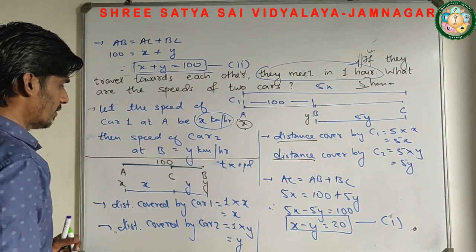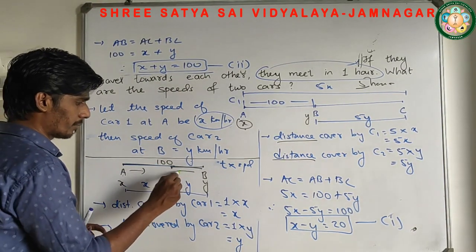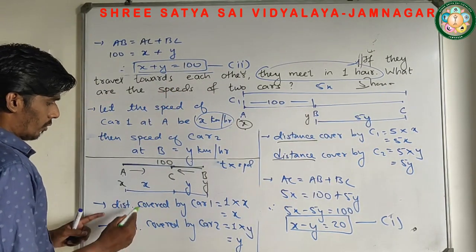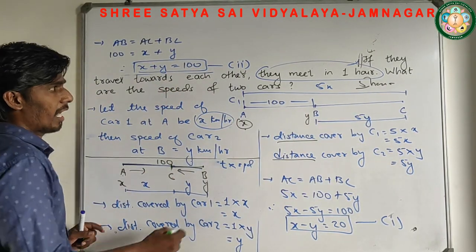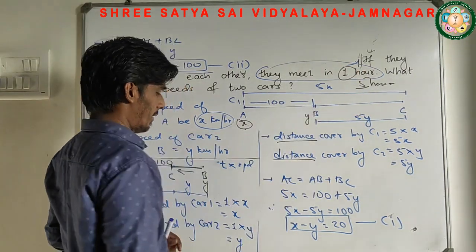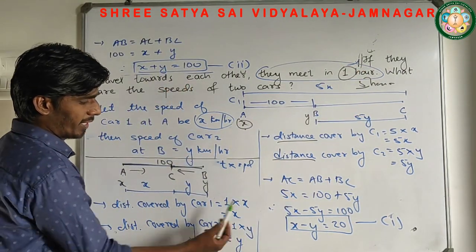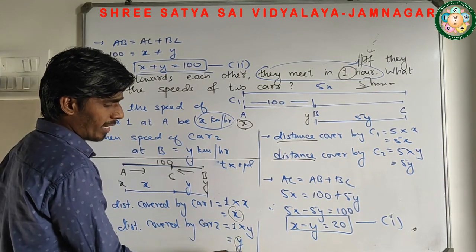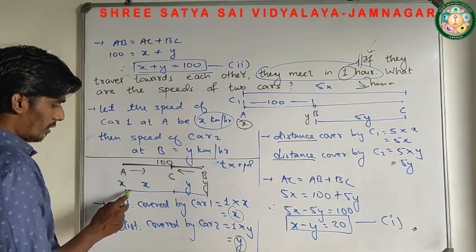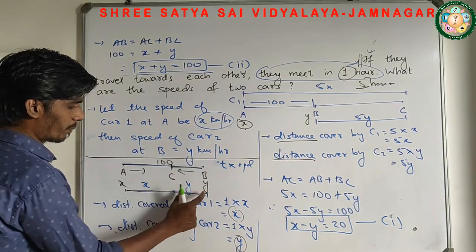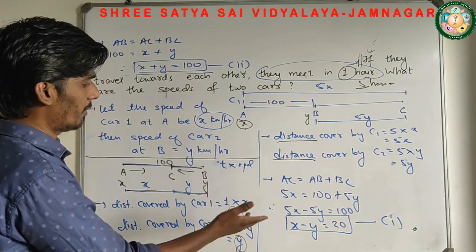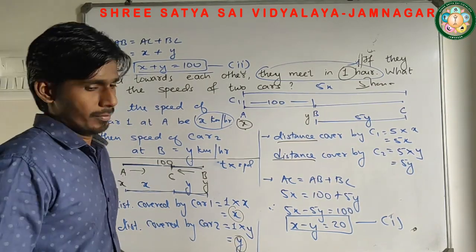Now for second, both the cars are moving towards each other. Here they are going in the same direction. So suppose they are meeting at point C. After how many hours? 1 hour. So time taken is 1, speed is x. Time taken is 1, speed is y. So x and y are the distances. So this is x and this is y. So x plus y is how much? 100. That is the second equation. Now simply we have to solve both the equations.